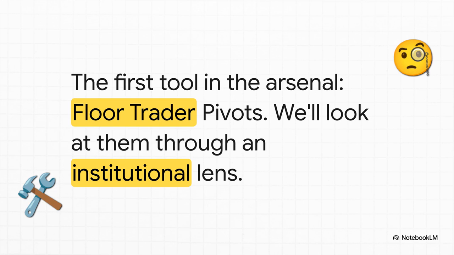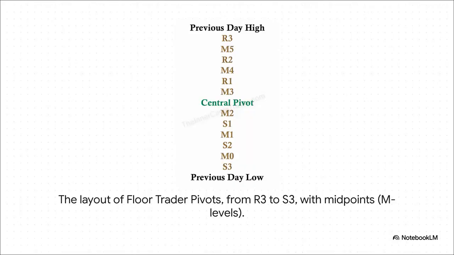Now, I'm sure a lot of you have seen these on your charts before. They're a classic for sure, but here's the thing. We're not going to use them like most retail traders do. We're going to look at them through a completely different institutional lens. So here's what they look like, the standard layout. You've got your central pivot right in the middle, then you have your resistance levels, R1, R2, R3 stacked on top, and the support levels, S1, S2, S3 down below.